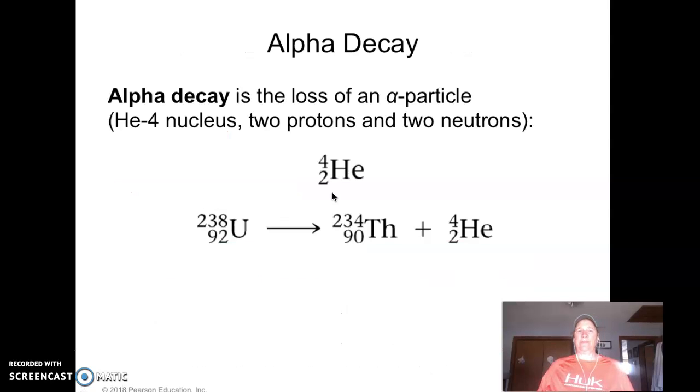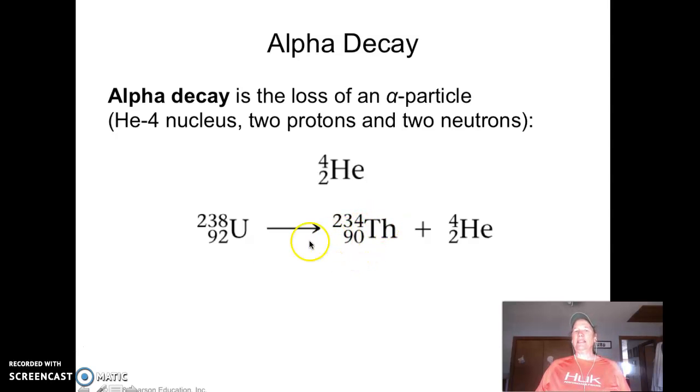Okay, so alpha. If alpha decay, what happens is an alpha particle, which is a helium particle actually, it has 2 protons and 2 neutrons. So if you look here, here's uranium-238, that's its mass, here's its atomic number. So what will happen is, if you take away 4 from the mass, 238 minus 4, you get 234. 92 minus 2, you get 90.